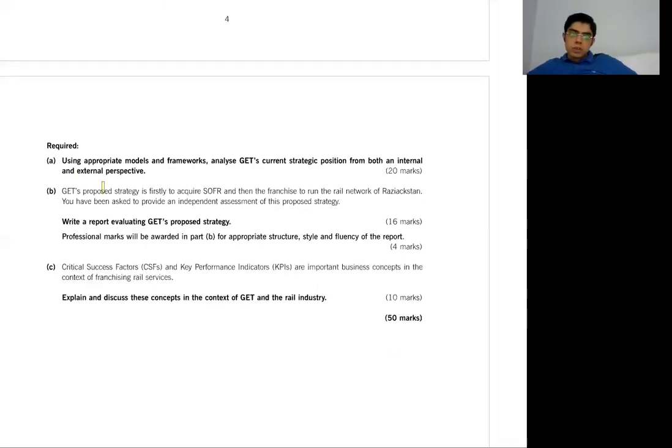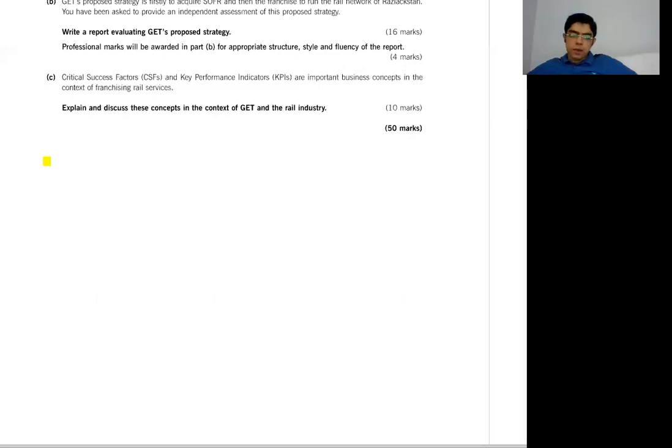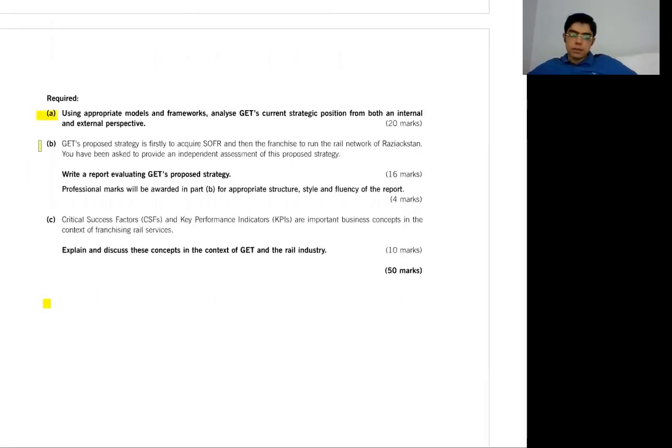So this is a question that we would be doing in today's class. We would be focusing on just two parts of this question. One is part A and the other is part B. Now, part A says, using appropriate models and frameworks, analyze. Now look at the requirement verb, it's analyze.